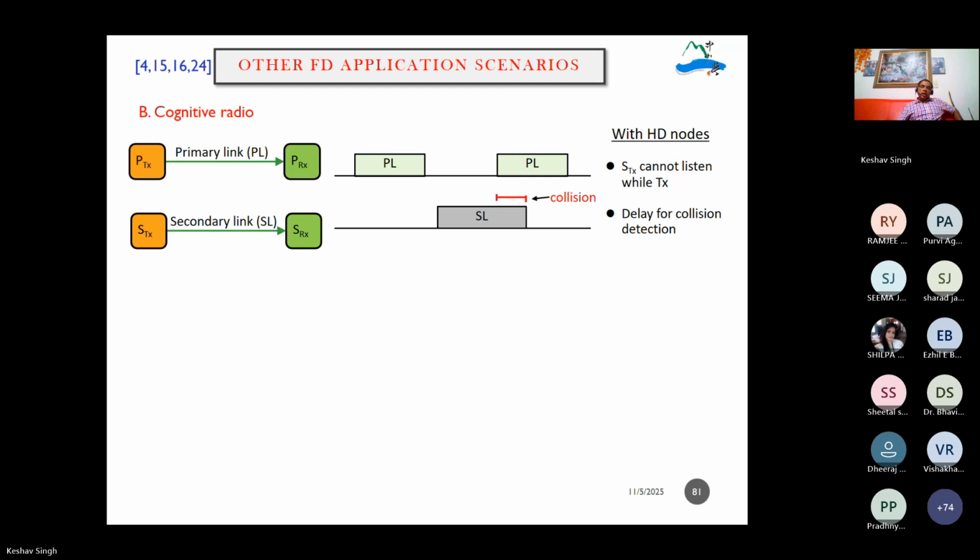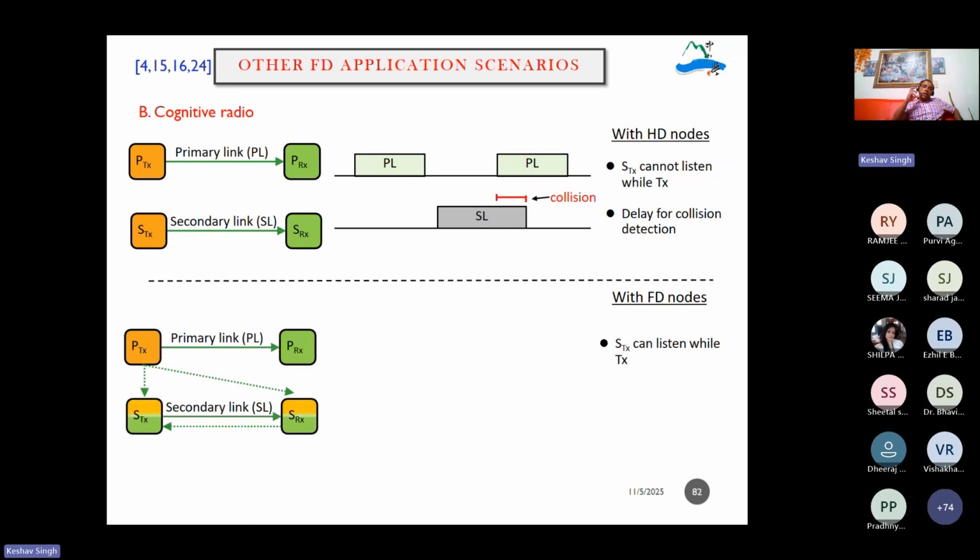However, suppose the secondary transmitter is not sensing the activities of the primary network. Then there will be a collision, because meanwhile the primary transmitter immediately becomes active and starts transmitting. So there will be a collision with the secondary network, resulting in huge packet drop, especially for the secondary network, and it could also impact the primary network.